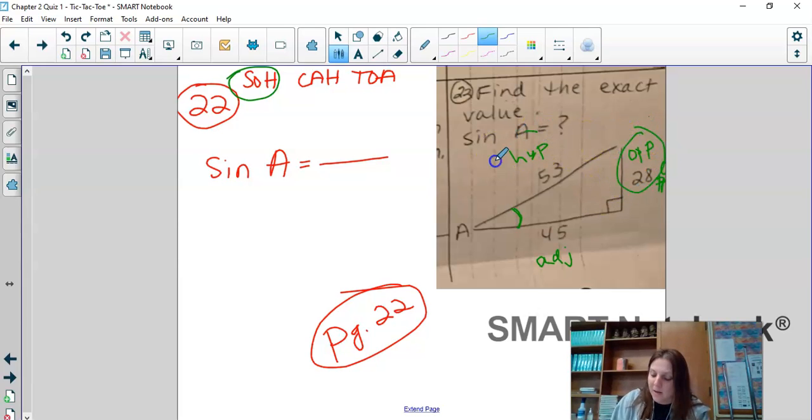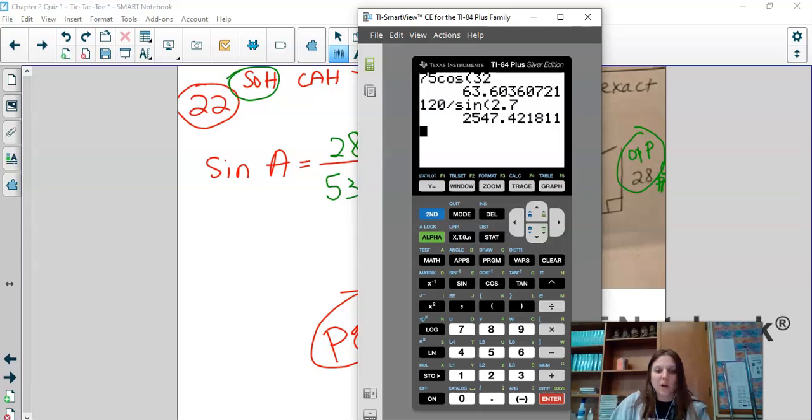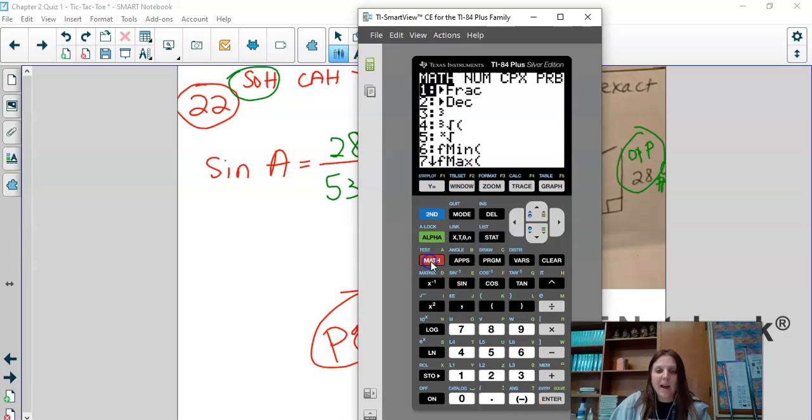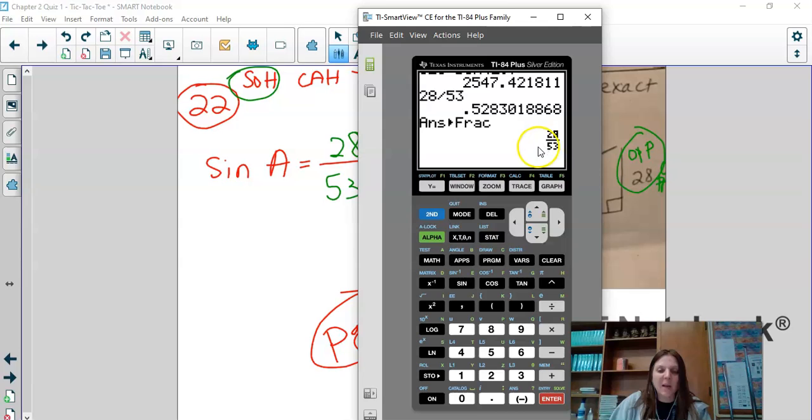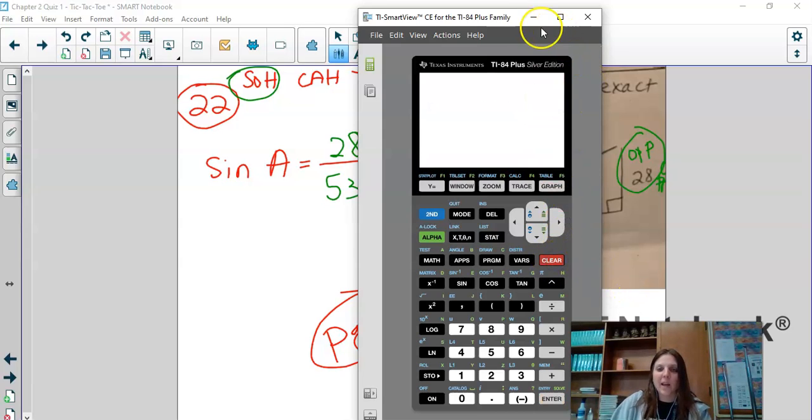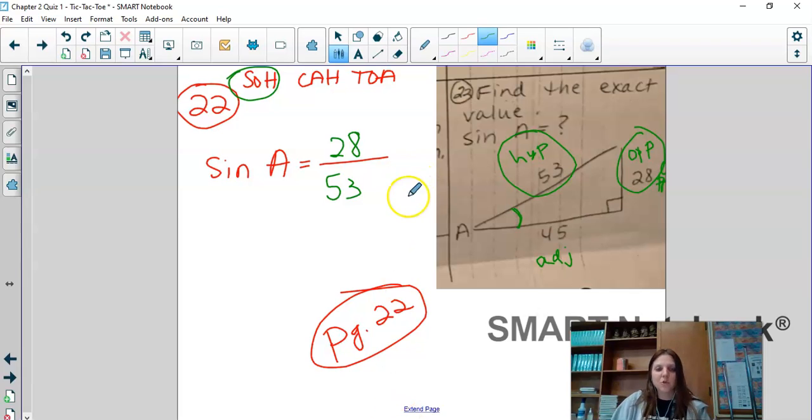So 28 and 53. If it reduces, great. If it doesn't, leave it. If you want to check it, you can always use the calculator. You just simply do 28 divided by 53. You would hit math, enter, enter. If the answer is still the same, that means it doesn't reduce, and this one is in its simplest form. So 28 over 53 is your answer.